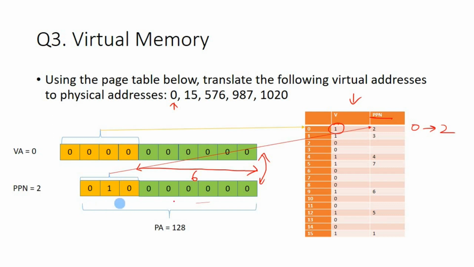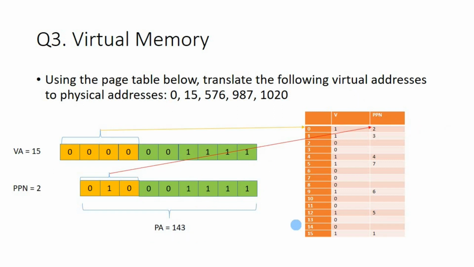Now when I look at this as a 9-bit address, it points to the physical address of 128. That means my processor will now go to the actual physical memory, with the address of 128, to get the data. So that is how you translate your virtual address to a physical address.